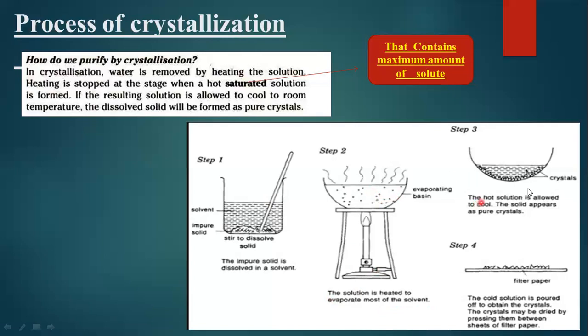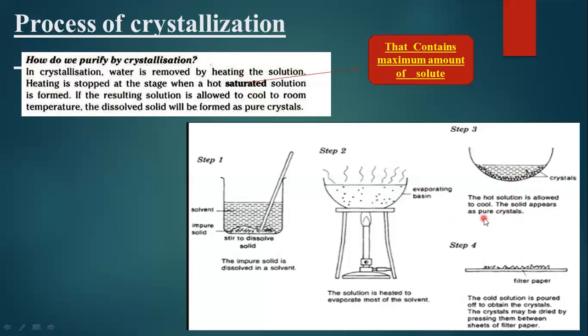In the third step, you can see that the heating source is removed because we have to cool the hot solution. The hot solution is allowed to cool. Cooling can be done at room temperature or in the presence of any freezing mixture. After cooling, because the solution contains some solid particles, they will start crystallizing. Crystallizing means they will start solidifying again. So the solid appears as a pure crystal.